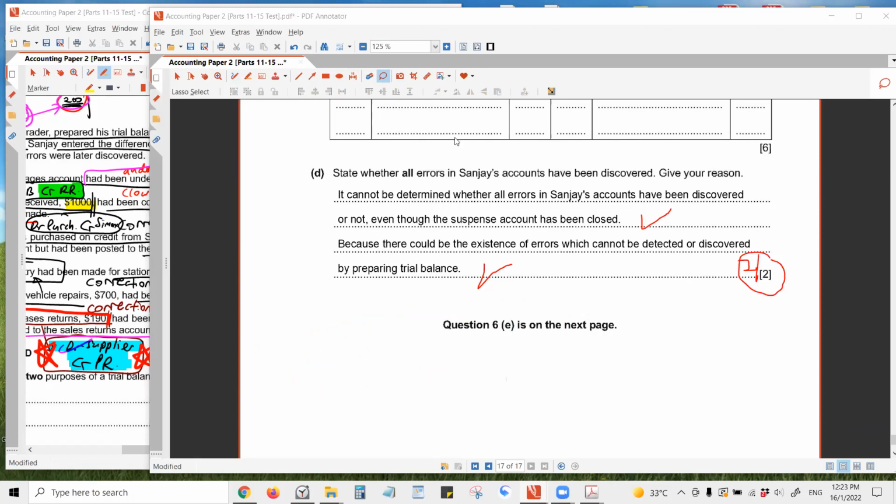Do we need to state the examples of these errors? Possible, yes. If the exam asks you, please tell some examples of errors that cannot be discovered by preparing trial balance, then you have to tell them. It is possible for such a question to come up. One of you asked me if they would ask us for examples. What are the examples of this kind of error that would not be discovered by preparing trial balance? Yes, possible.